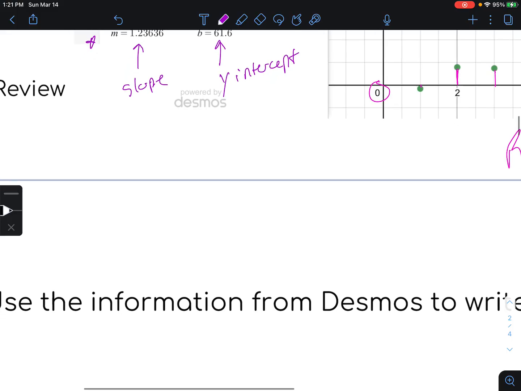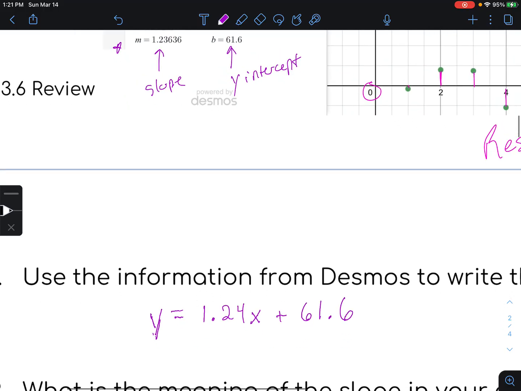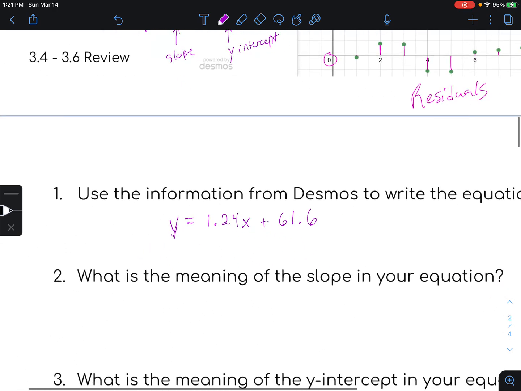I'm going to round it to the hundredths place, so we have approximately y equals 1.24x plus 61.6. So the calculator calculated that for us.